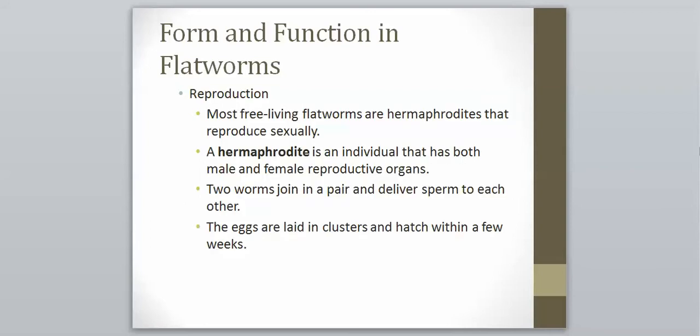And then lastly, the reproduction of this group. Most free-living flatworms are hermaphrodites that reproduce sexually, and a hermaphrodite is an individual that has both male and female reproductive organs. Two worms will then join in a pair and deliver sperm to each other, basic internal fertilization, and the eggs are laid in clusters and hatch within a few weeks.